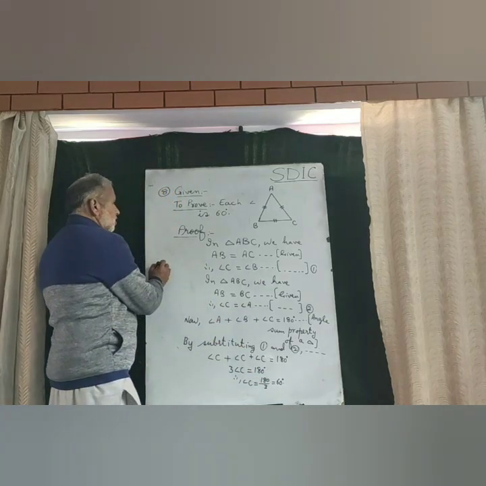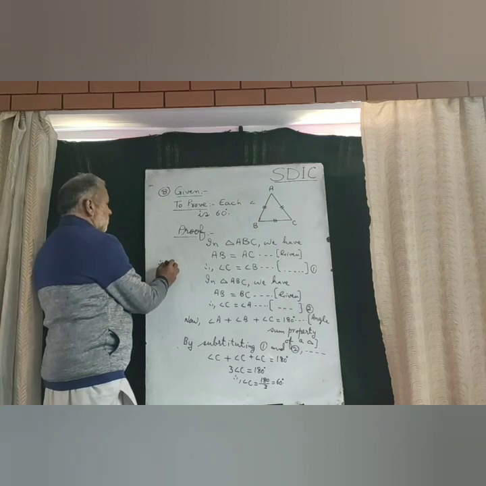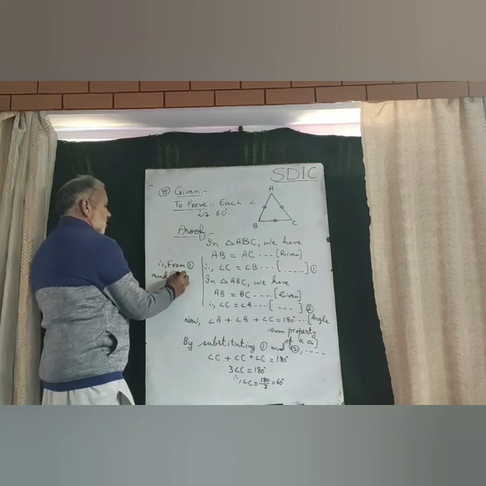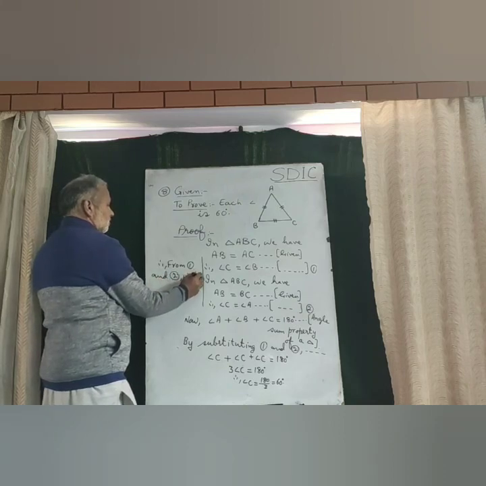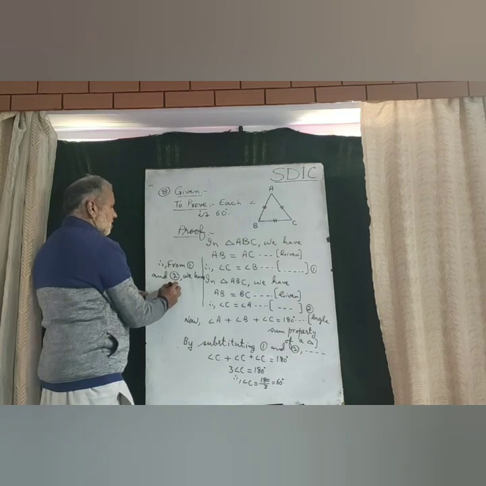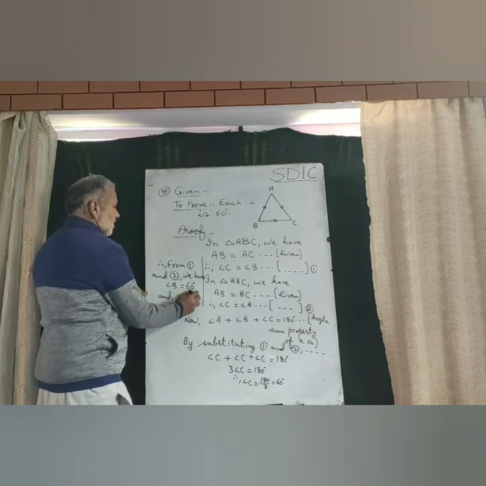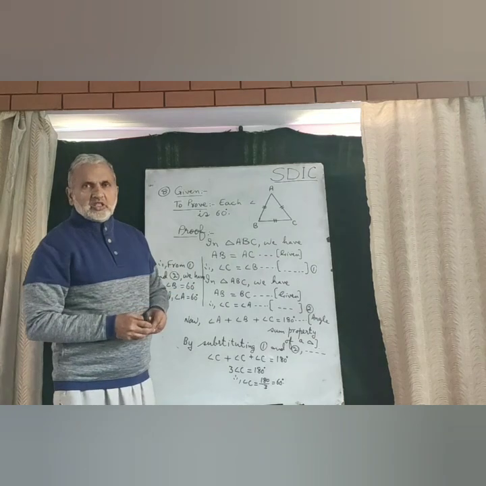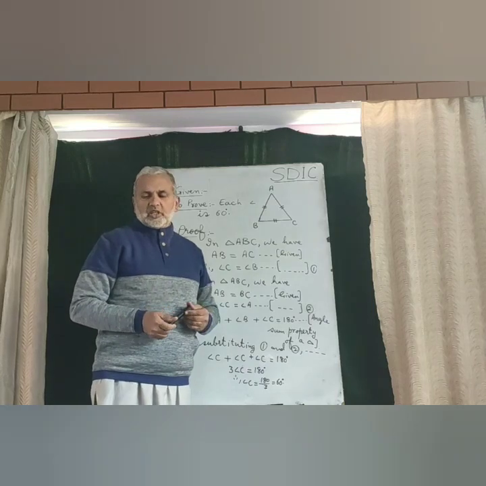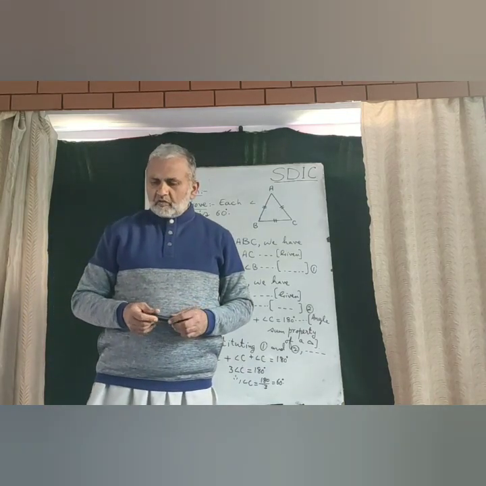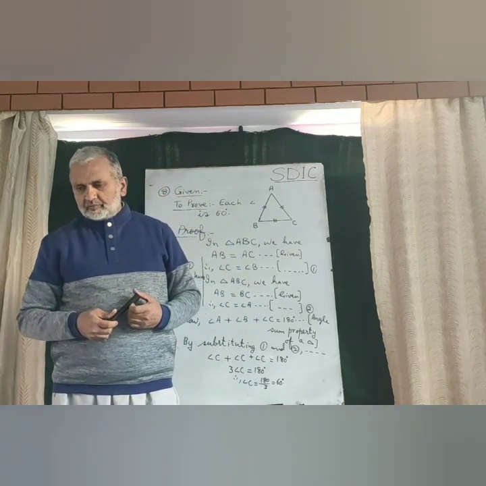So therefore, from first and second we have angle B equal to 60 degrees and angle A equal to 60 degrees. In this we proved each angle of the equilateral triangle is 60 degrees. With that, the exercise is over.